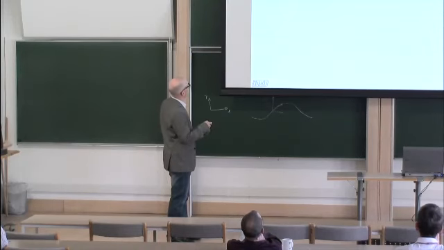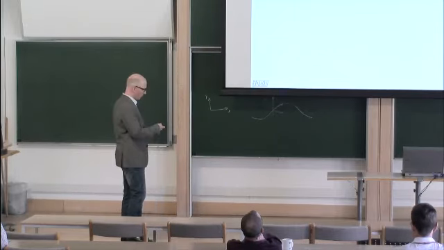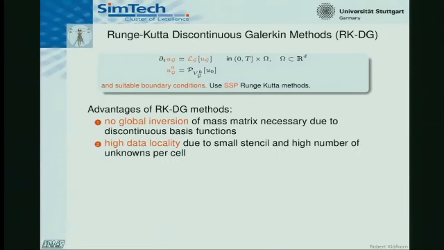Okay, once you have the spatial discretization, you plug it into the equation, you get a system of ODEs, and you apply the really well developed strong stability preserving Runge-Kutta methods. Another advantage of the DG methods is that you don't have to invert a global mass matrix, since the basis functions are discontinuous. So that's a big plus. You have a high data locality once you go to higher order. I will come back to this later.